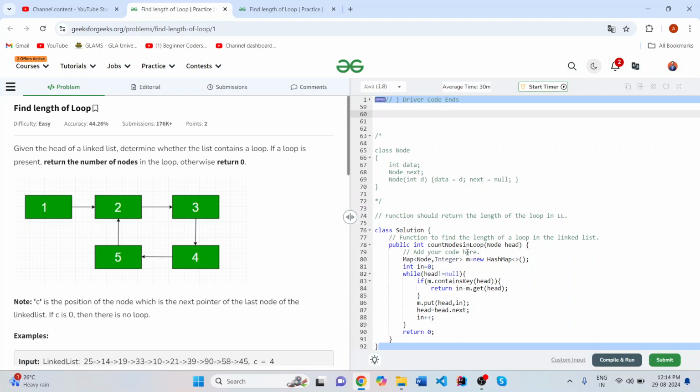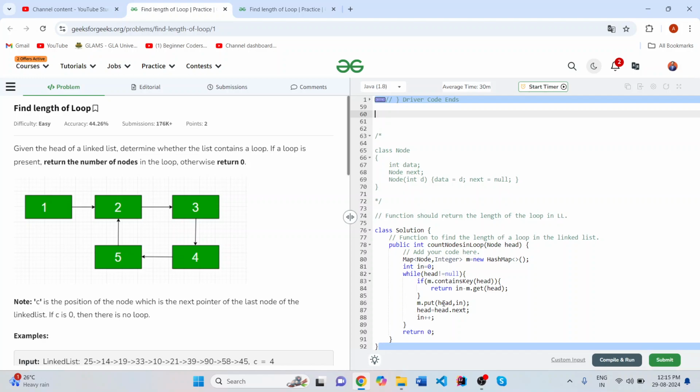Moving to the solution, we have created a simple hash map. What we will store is a node and the integer index of that node. So initially the index shall be 0. Now we have to traverse our linked list. So while head is not equal to null, what is the first thing that we have to do? We have to check whether head is present in our hash map or not. If it is present, we just have to return the current index minus the previous stored index. So this is the loop length.